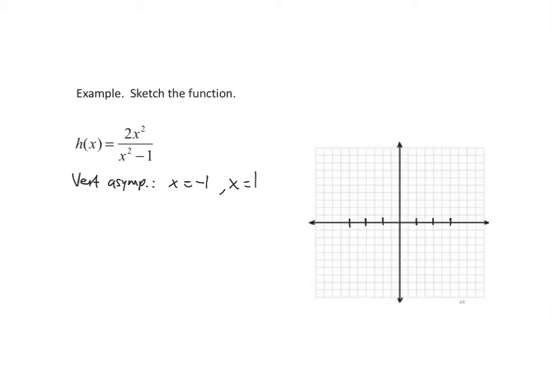That tells us we have this vertical asymptote at x equals -1, and this other one when x equals +1.